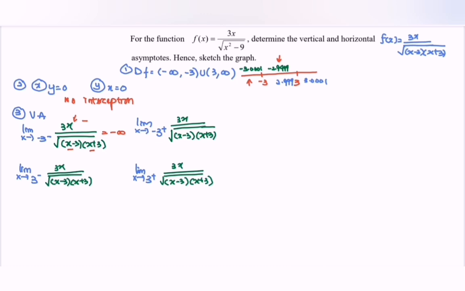Next, focus on this part. The value does not exist for negative 2.9999 due to the domain. So we can say it does not exist when x approaches negative 3 from the right. The same goes to this part, which does not exist as well because of the domain.